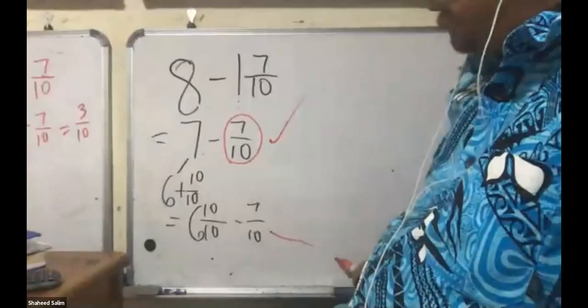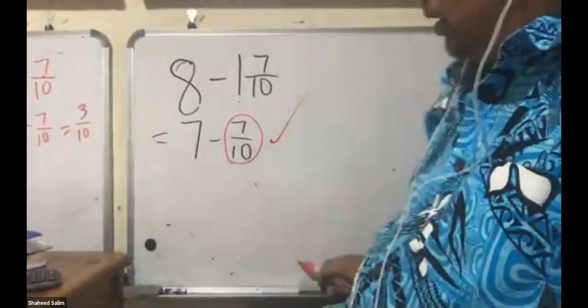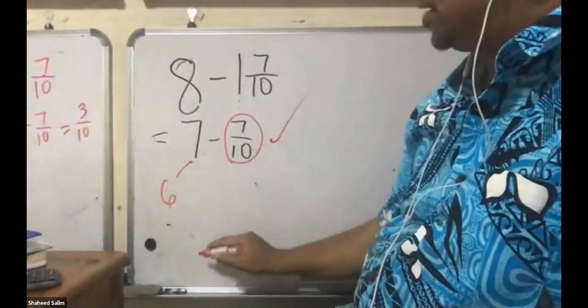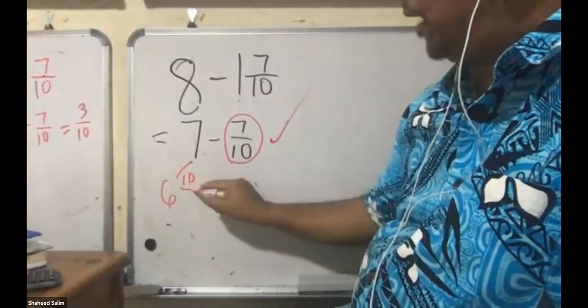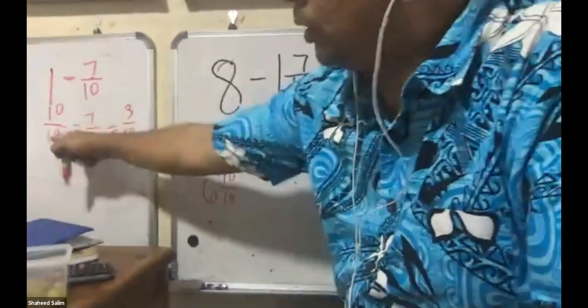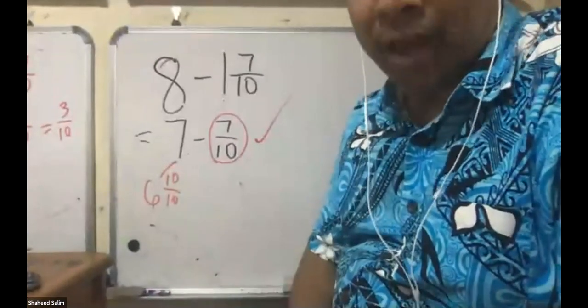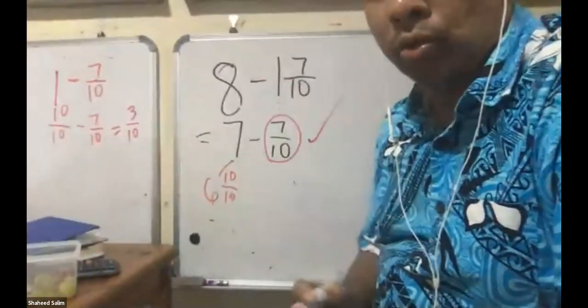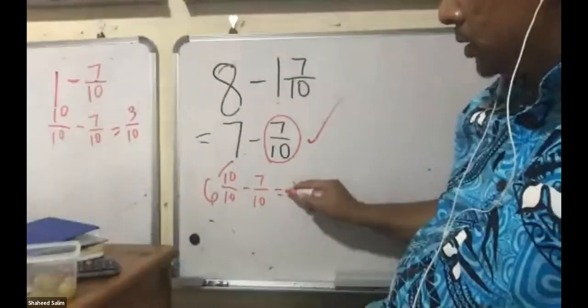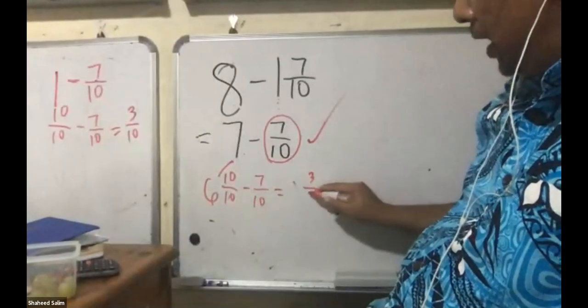So I borrow 1 from here. I borrow 1, I'm left with 6. This one, I make it 10 out of 10, because 1 can be 10 out of 10. 1 can be 5 out of 5. 1 can be 2 out of 2. So I make it 10 out of 10 because I want to minus the 7 over 10. So now 10 minus 7, 3 over 10.